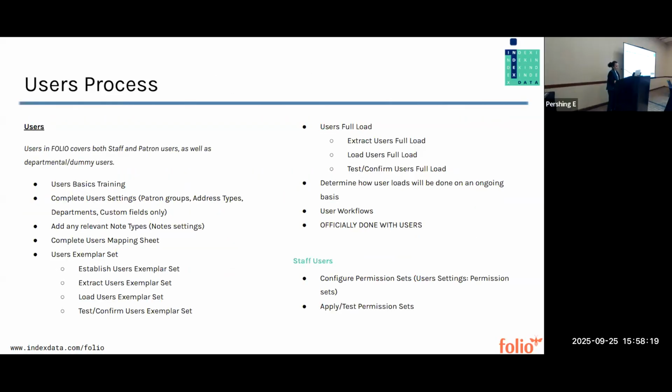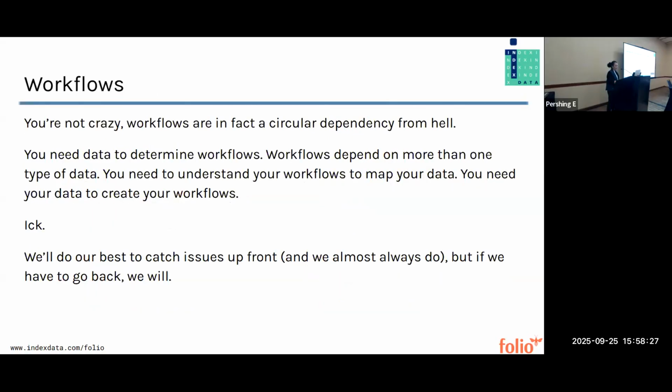So returning to our users process, I did just want to return to this one step of user workflows. I kind of glossed over this earlier, but it's actually kind of a big deal. So you're not crazy. There's a logical leap here. It is a circular dependency. You need your data in order to determine your workflows. Your workflows depend on more than one type of data, right? You need to understand your workflows in order to map your data, and you need your data to create your workflows. So we've just created a cycle that we cannot possibly get out of.